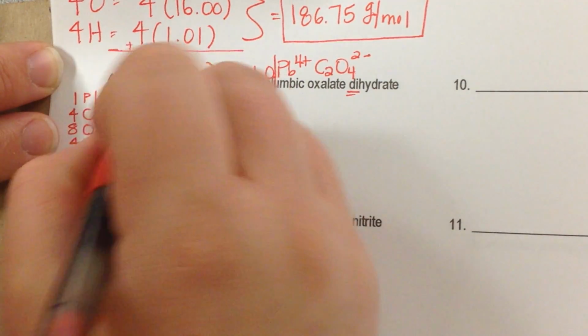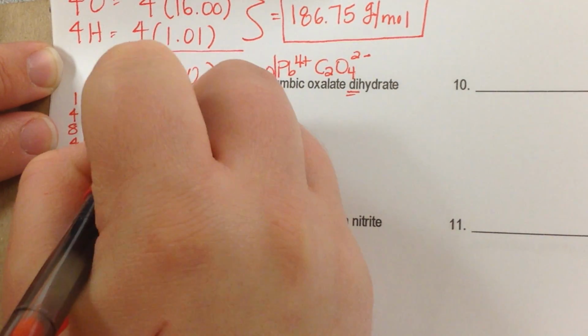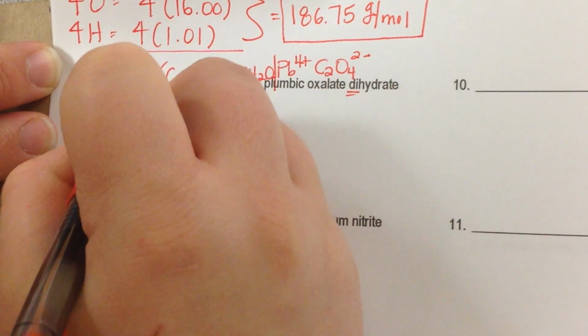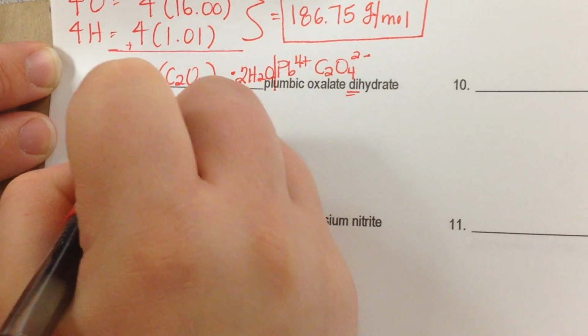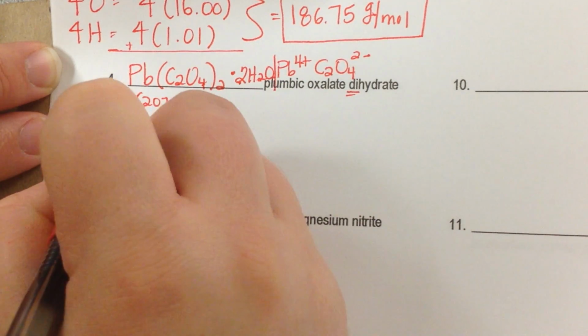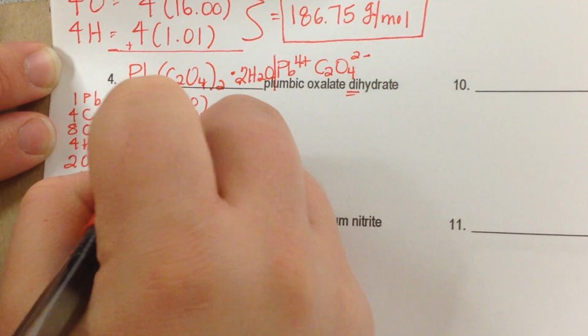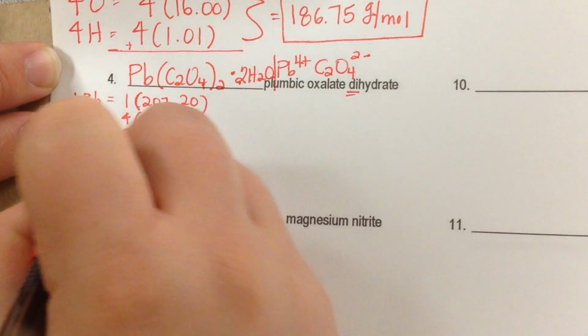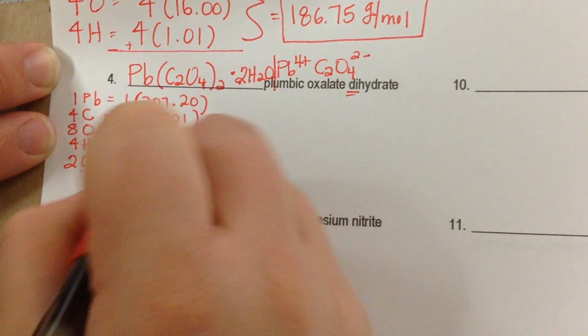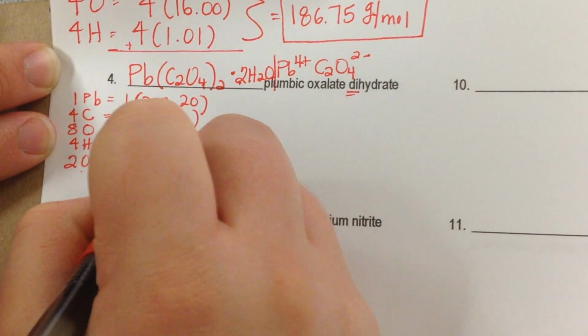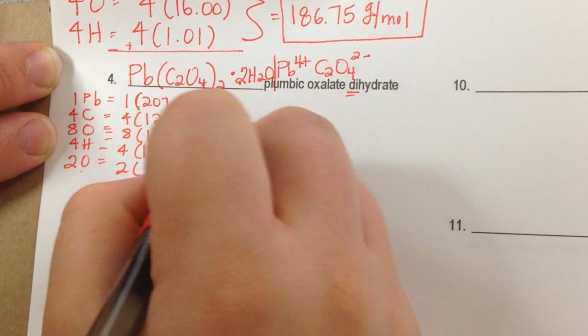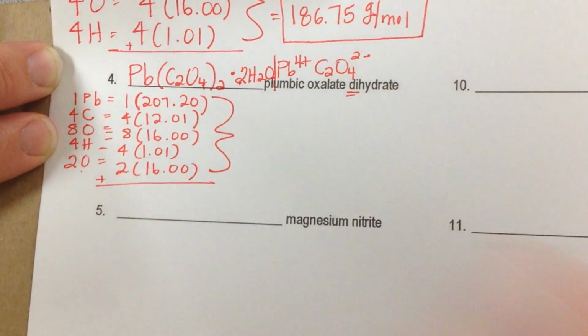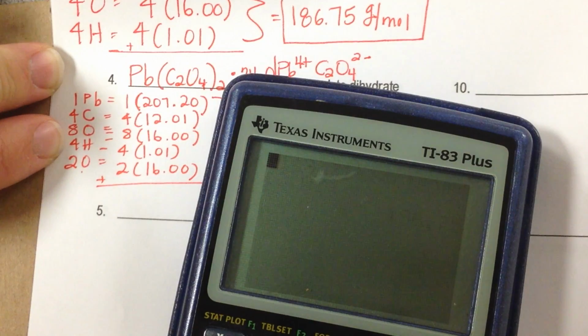So 1 lead is 207.20. 4 carbons at 12.01 each. 8 oxygens at 16 each. 4 hydrogens at 1.01 each. And then 2 oxygens at 16 each. And so I'm going to add all of these up. I'm just going to type them all into my calculator.